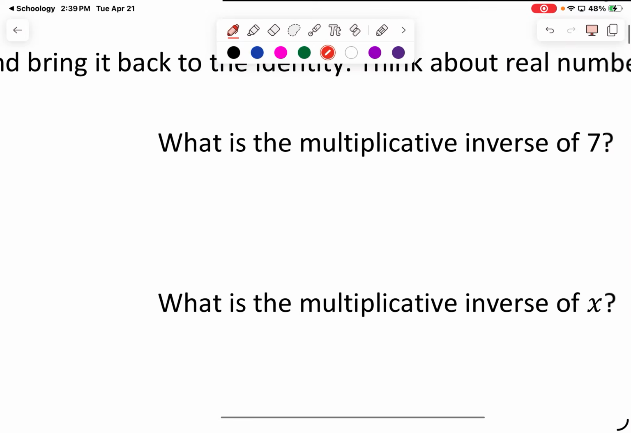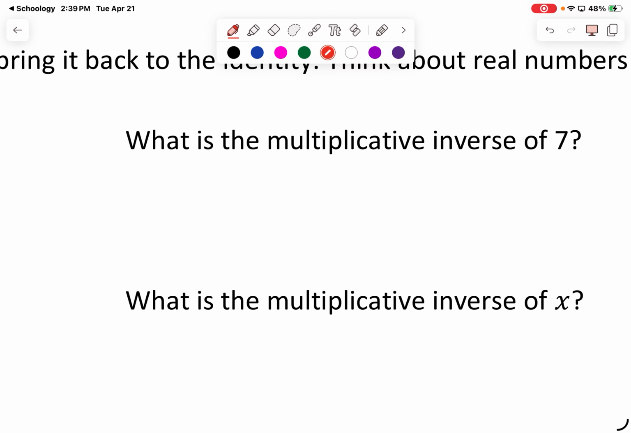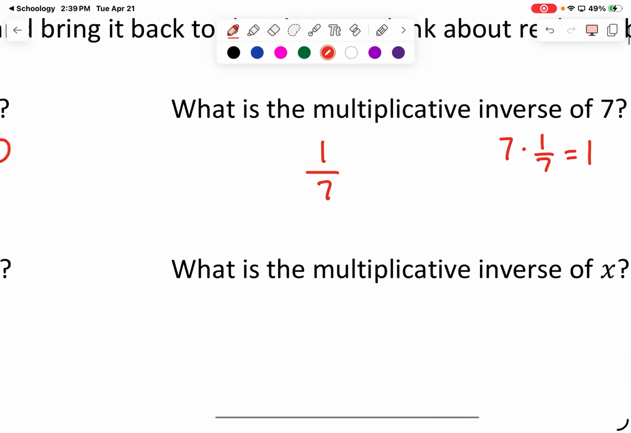What is the multiplicative inverse of 7? So remember, the multiplicative identity is 1. So what do I multiply 7 by to get 1? It's the reciprocal, right? So it's 1/7. Once again, the reason why is because 7 times 1/7 gives me that 1.